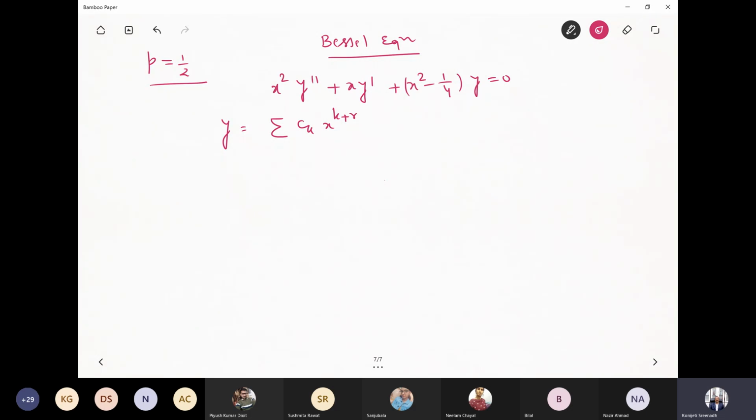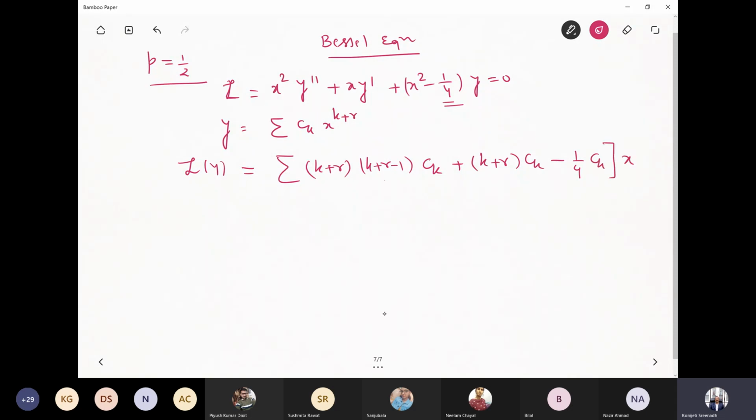Okay, so when we substitute this, differentiate it and write it in the equation, we get Ly. So let me write this as L. Ly becomes the sum of (k plus r) into (k plus r minus 1) times c_k x power k plus r. The second term will have (k plus r) c_k, and also the minus 1 by 4 into y will have minus 1 by 4 into c_k. This comes with x power k plus r, and the other sum is x squared y, which is c_k x power k plus r plus 2.